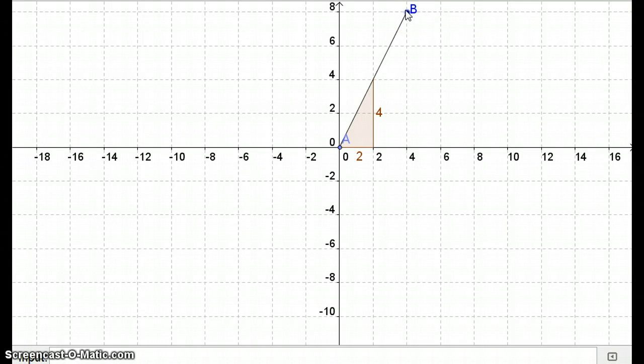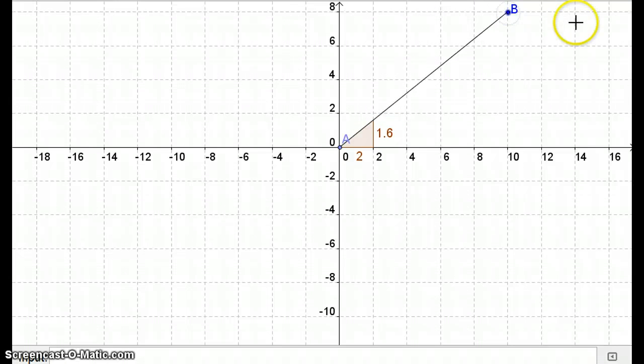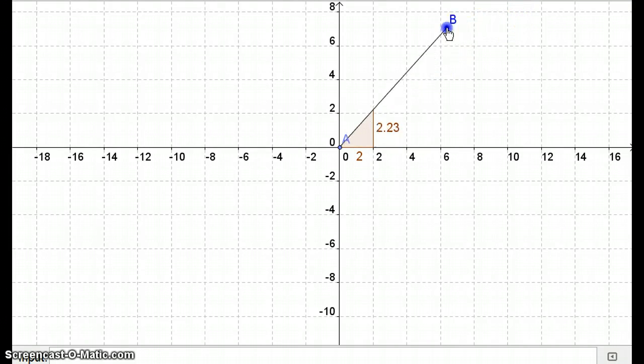Okay, watching carefully. I'll do one more. What would that one be? Yeah, the vertical, or the rise divided by the run. 8 divided by 10, which is the same as 1.6 divided by 2. It doesn't matter what triangle you take. Now, what happens if I move my point to the other side? Ooh.